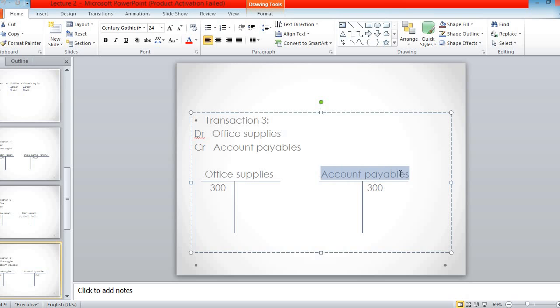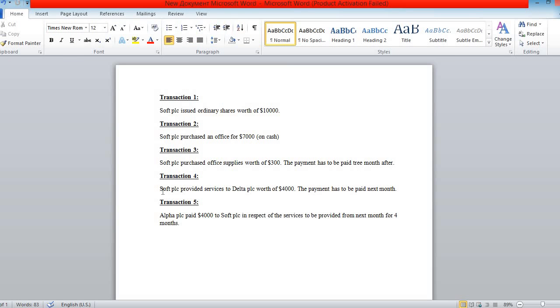And the new term here is account payables. We recognize account payables if we get some assets or some services, and we haven't paid for them. So this is account payable. We owe them some money, and this is an example of liability. And an increase in liability is a credit entry. So we have on the right hand side of the T account $300 on the credit side. So this is the third transaction, and let's move to the fourth one.